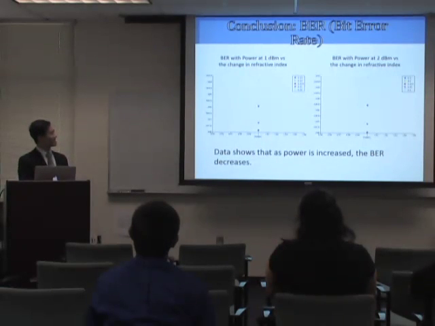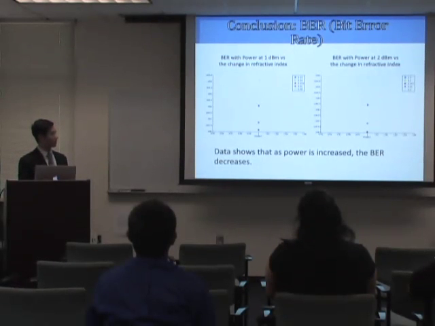So from this data, I can tell that this index is the optimal index for my transmission, because that's when the bit error rate is lowest, which is what we want. And this is transmitted at 1 decibel meters for power. And I found out that if you increase it, the bit error rate actually goes down. So this data shows that as I increase the power, the bit error rate increases.